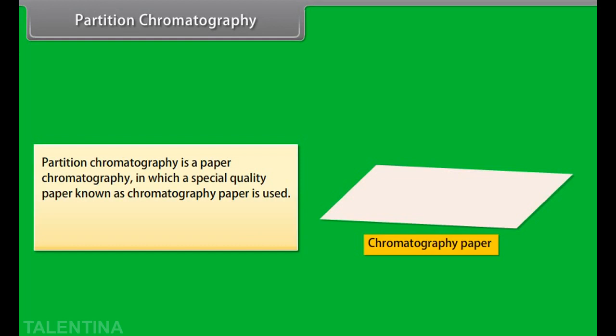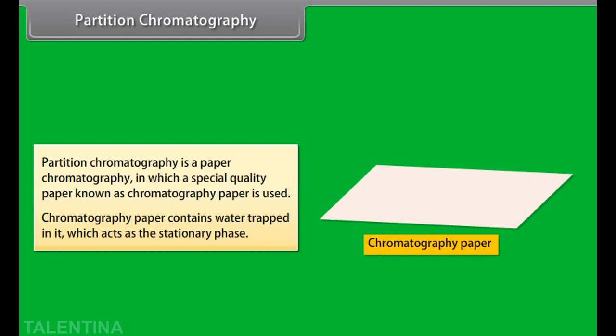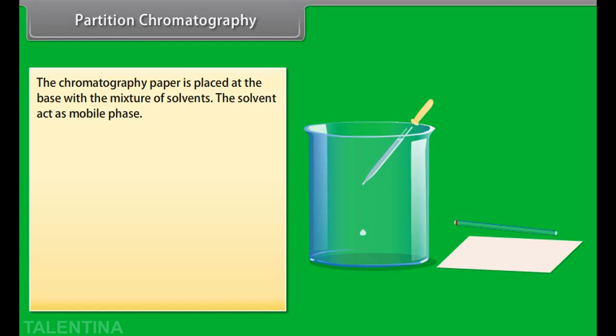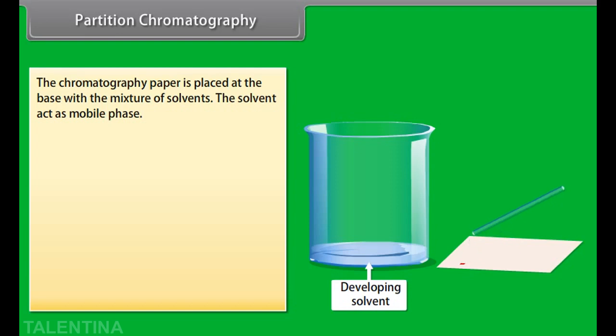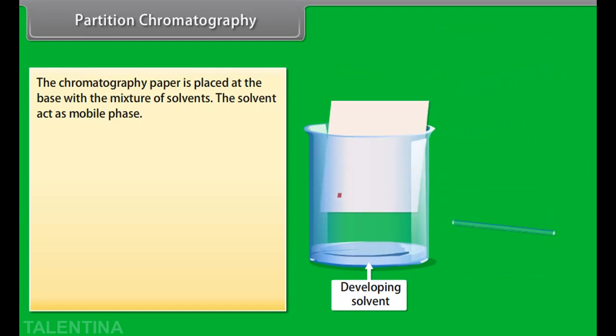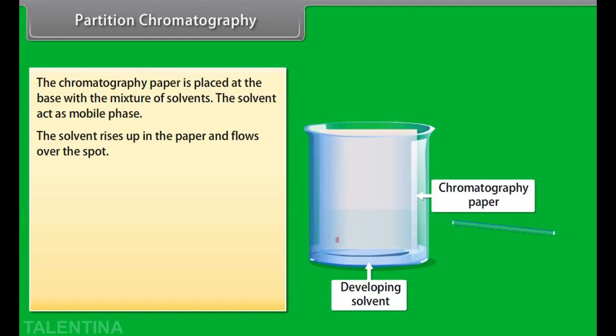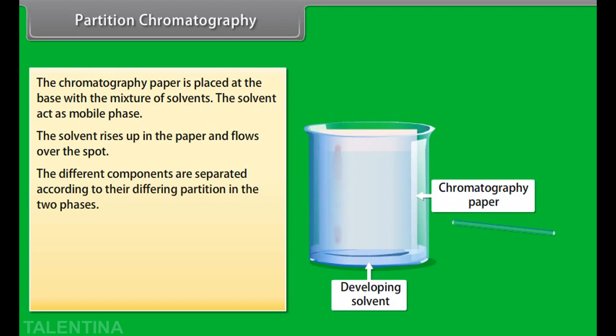Partition chromatography is a paper chromatography in which a special quality paper known as chromatography paper is used. Chromatography paper contains water trapped in it, which acts as the stationary phase. The chromatography paper is placed at the base with the mixture of solvents. The solvent acts as the mobile phase. The solvent rises up in the paper and flows over the spot. The different components are separated according to their differing partition in the two phases.